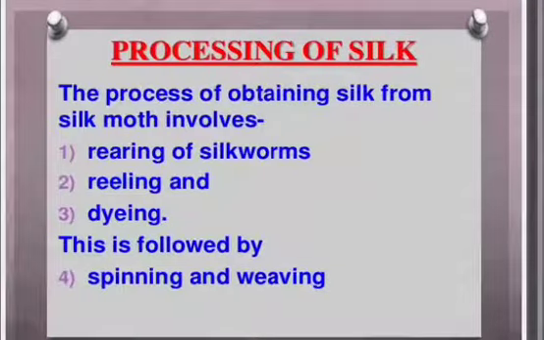Processing of silk. The process of obtaining silk from silk moth involves rearing of silkworms, reeling and dyeing. This is followed by spinning and weaving.